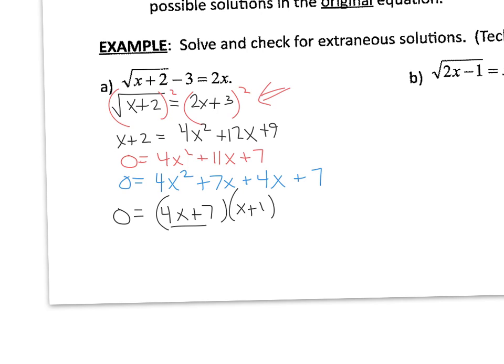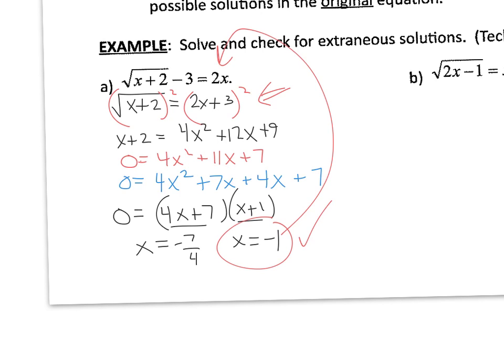Use the zero product property and set each one of these equal to 0. So x equals negative 7/4 and x equals negative 1. Okay, so you have to plug these in and see if they both work. If you plug in negative 1 into the original problem, it works. But when you plug in negative 7/4 for x on both sides of the equation, it doesn't work. So x equals negative 7/4 is not a solution.